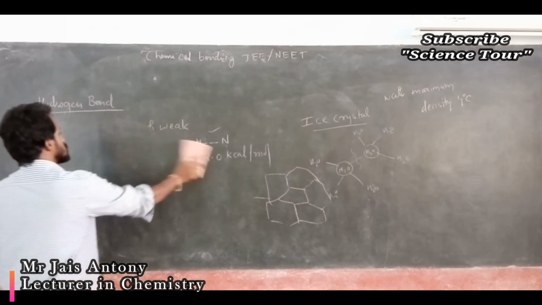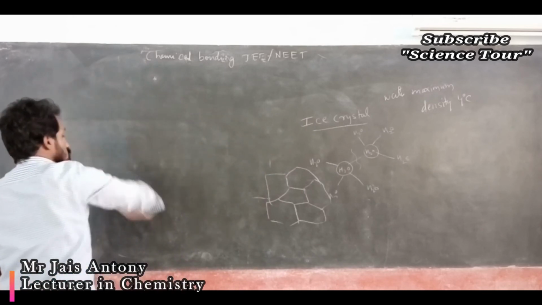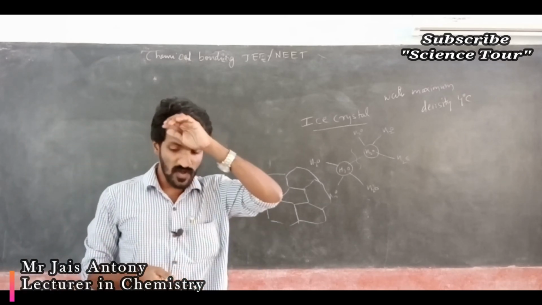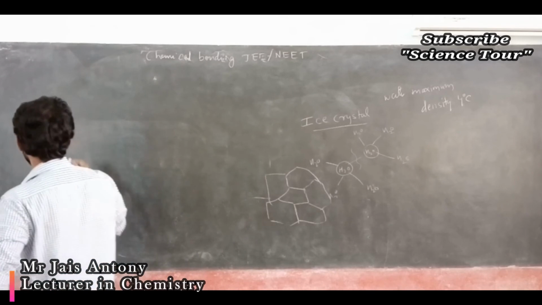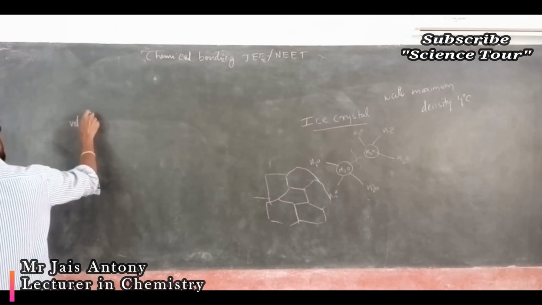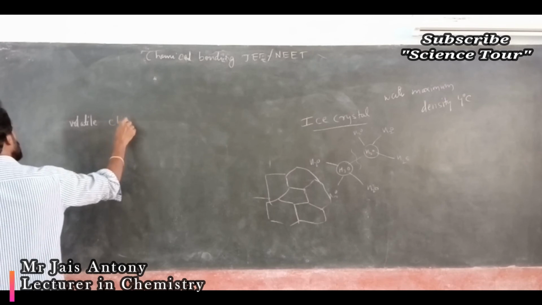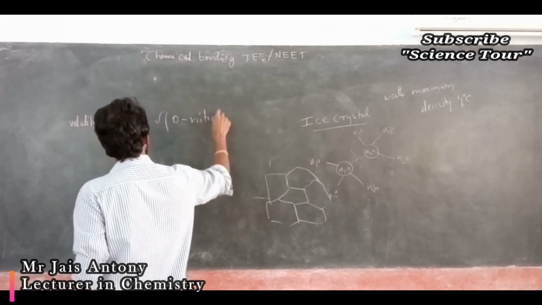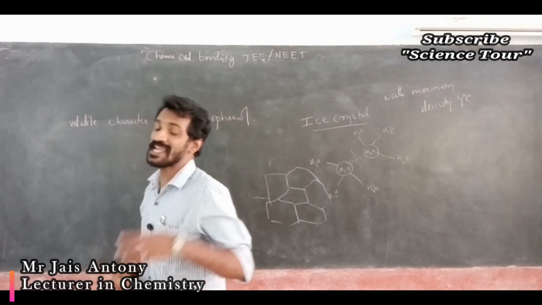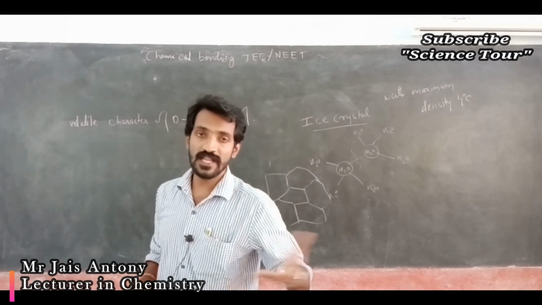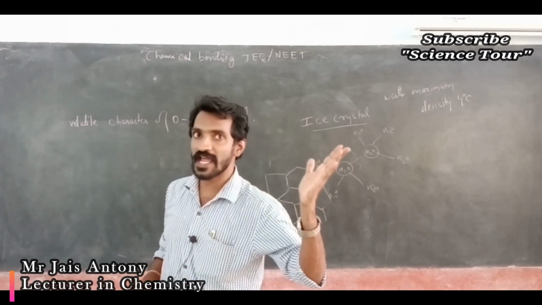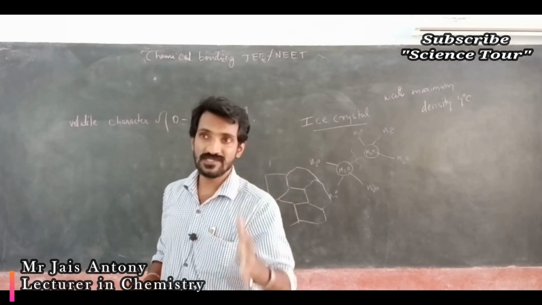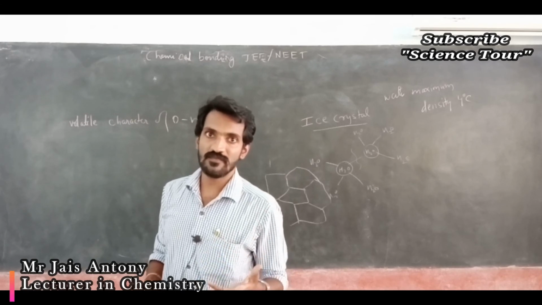And one more very important concept is the application of this hydrogen bonding. One is the volatile character of orthonitrophenol. What do you mean by volatile character? Volatile means it is highly unstable. When the molecules come closer, immediately they run away. Volatile means highly unstable. Understood?